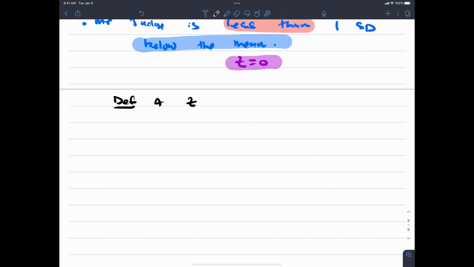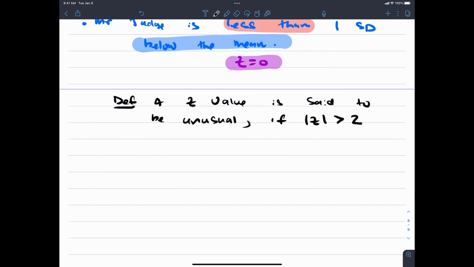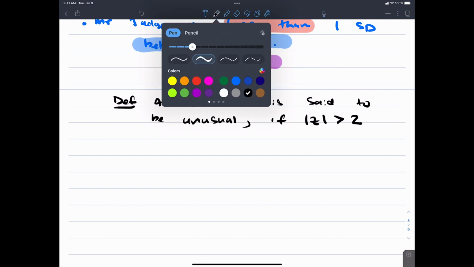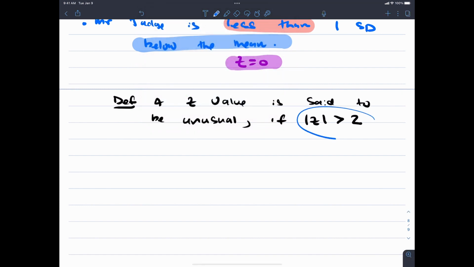A Z value is said to be unusual if it's going to be the following. I guess we should say, if in absolute value, it's greater than 2. Now, you might say, Mr. Judge, what in the world does this even mean?